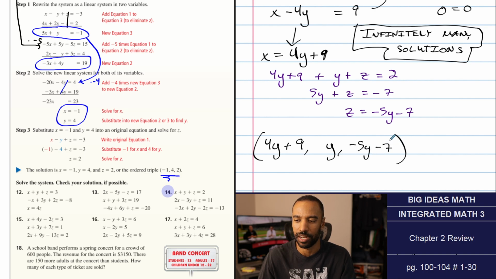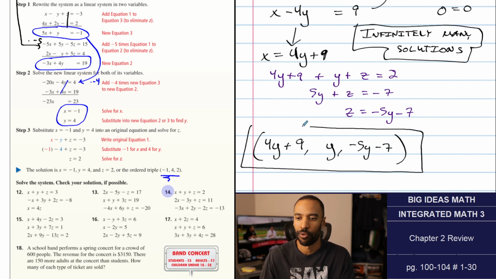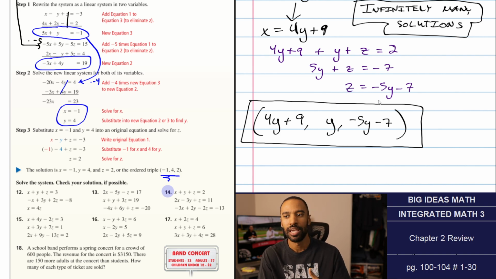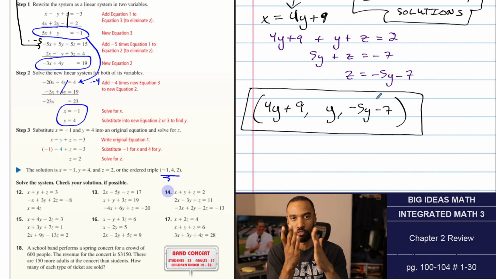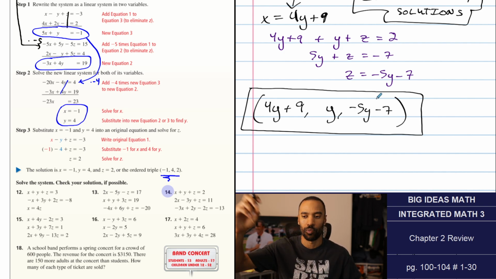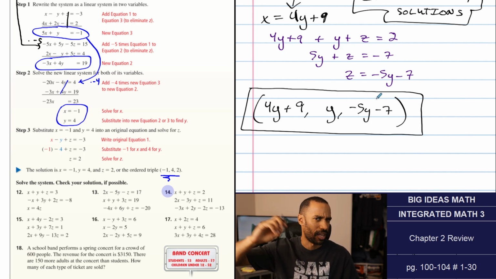The basic premise of an infinite number of solutions for a set of three-dimensional planes is that they're all either intersecting at a whole plane, or in this case, intersecting to form a line. And we're basically constructing what this line looks like.